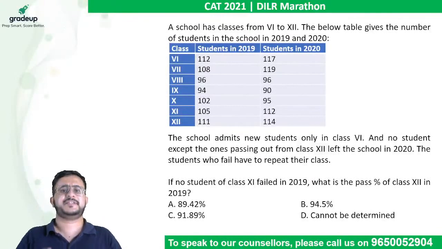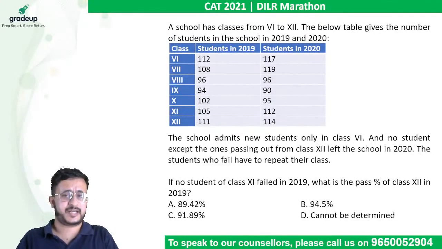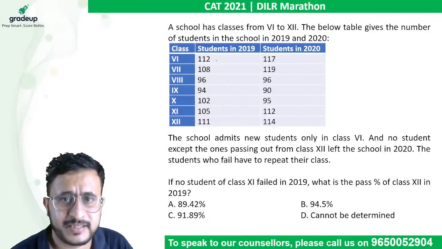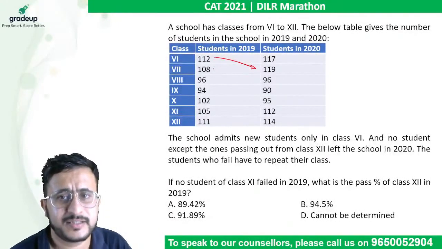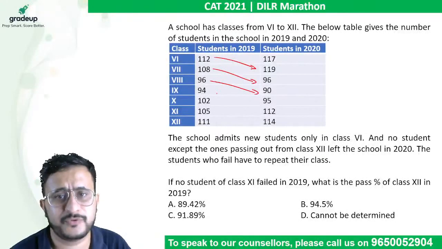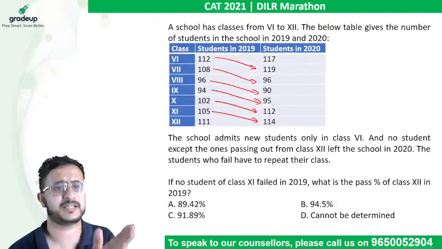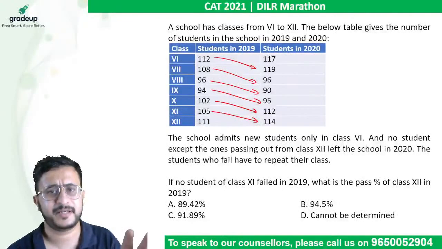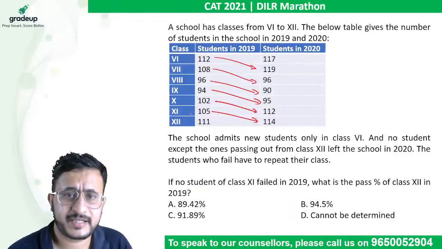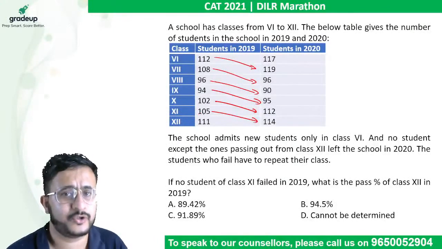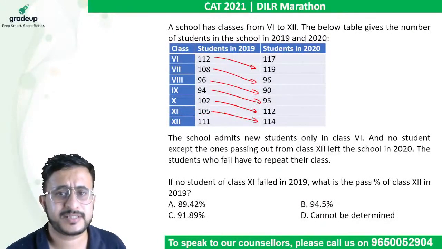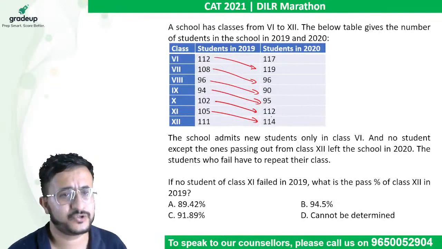So the question is, if no student of class 11th failed in 2019, what is the pass percentage of class 12th in 2019? Now see how the movement will happen. Class 6 students will move to class 7, class 7 to 8, and so on. Now it is saying that in 2019 no student failed in class 11th. So all the students must have come to class 12th.